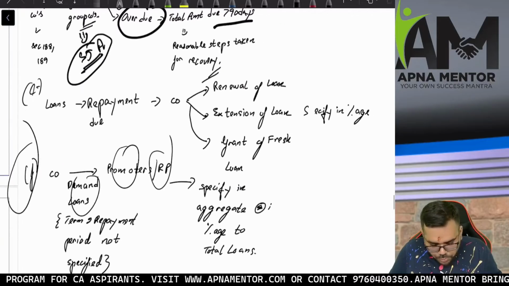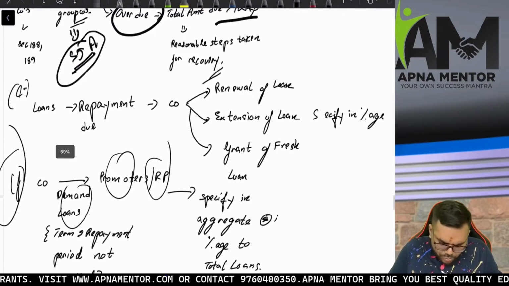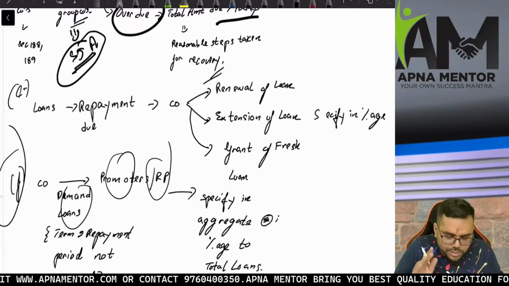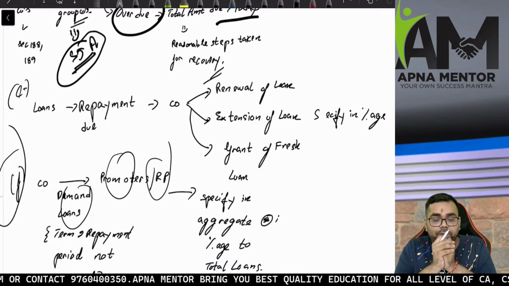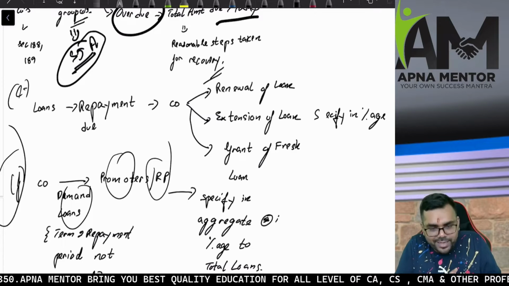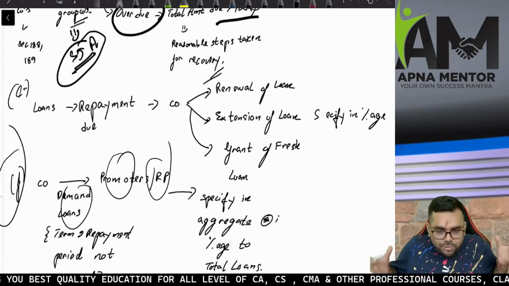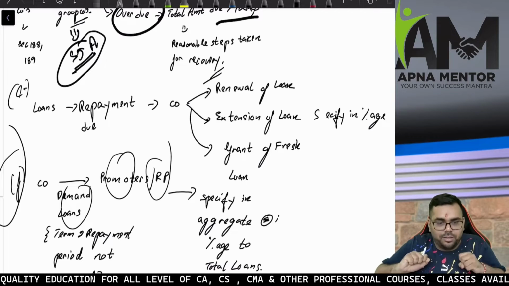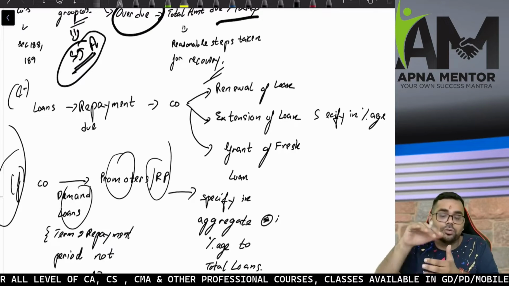Then what do we have to report? Suppose the company has given some kind of loan, some kind of advances, and the repayment is due from those persons, from those directors. Right? Now the repayment is due. So basically the company is waiting. Let the funds come. But the company, instead of closing the loan, is renewing the loan. They are extending the loan. They are granting fresh loans against the old loans.